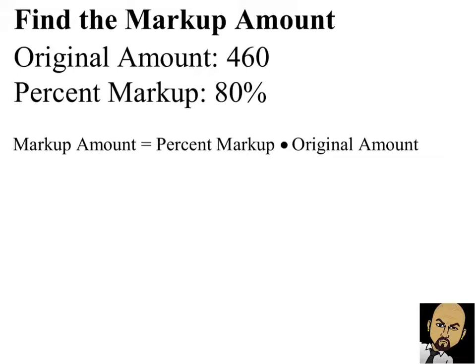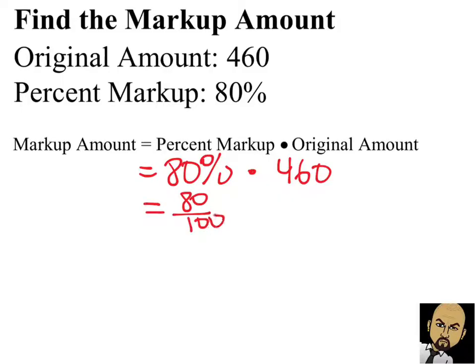And so let's go ahead and substitute. The percent of the markup is 80%. We're going to multiply it by the original amount, which is 460. But what we need to do is make the percent into a decimal. But I always tell my kids, make it into a fraction. 80% is 80 per 100. And so we're going to multiply by 460. Now we know here we got 80 per 100, which is 80 hundredths. And do we know how to write 80 hundredths as a decimal? Yeah, that's going to be 0 and 80 hundredths. And so you're going to multiply that by 460.